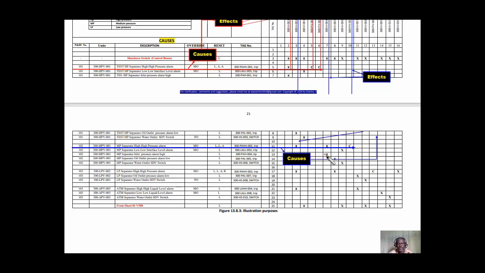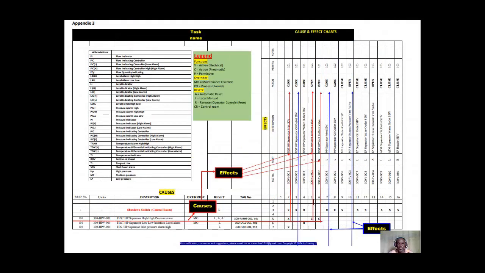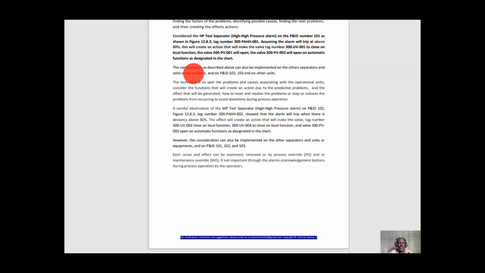What will happen if there is a trip? What will be the effect? We come here, the valve 300V002 will close. Here the valve 300V004 will also close. The valve 300PV003 will open. This description can also be implemented on other separators and units or equipment as deemed fit.